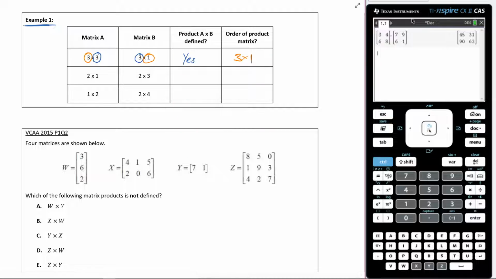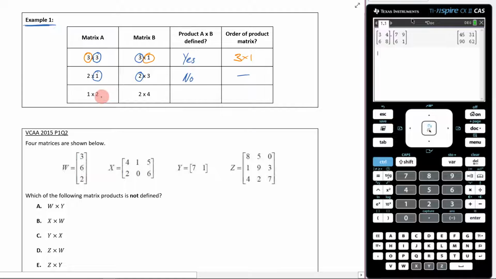Let's go to the next one. First things first, is the product defined? So in other words, can you perform matrix multiplication? To test this, you go, well, is this equal to this? Is 1 the same as 2? No, they're not. That means you're not going to get a defined answer. It's not going to work. You can't perform matrix multiplication here, which means this doesn't make any sense. You can't talk about the order of the product of the matrix because you can't do the multiplication at all.